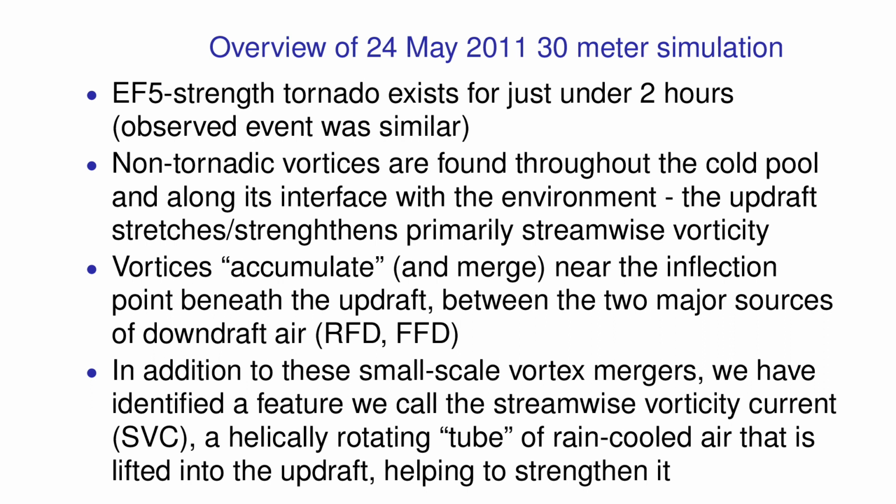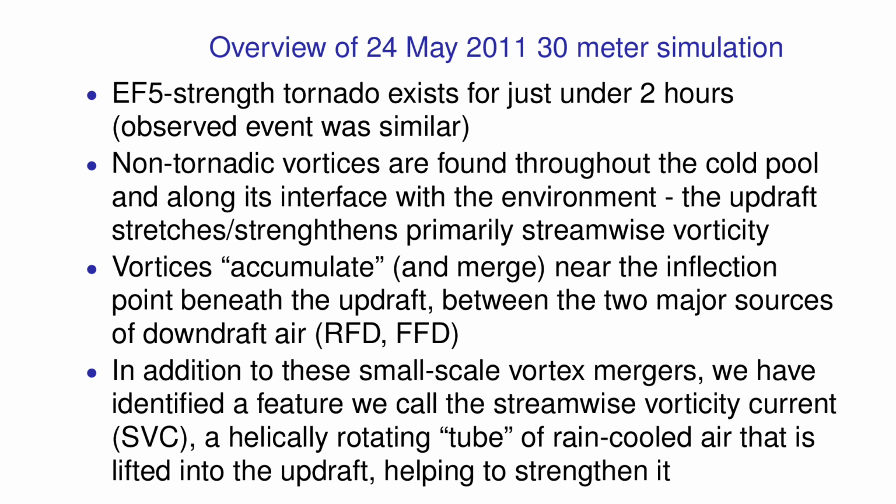The observed storm produced an EF5 strength tornado. It was on the ground for an hour and a half or so. The model produces a similar type of tornado. It's on the ground for a very long time. We see all sorts of very interesting detail involving non-tornadic vortices that are very prevalent throughout the cold pool of the storm, along the edge of the cold pool, and within the cold pool.